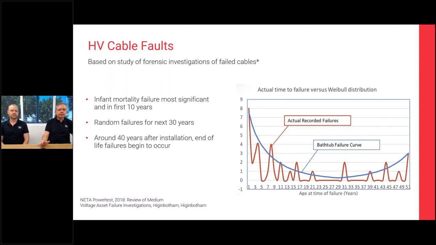Once you've got through that, maybe the first 10 years or so, then we get random failures over the next, say, 30 years. And what we're starting to see is a slight increase, an uptick towards the end as the cables start moving above 40 plus years, and we're starting to see more failures occurring. So that is of course a bit of concern as we've got aging networks.